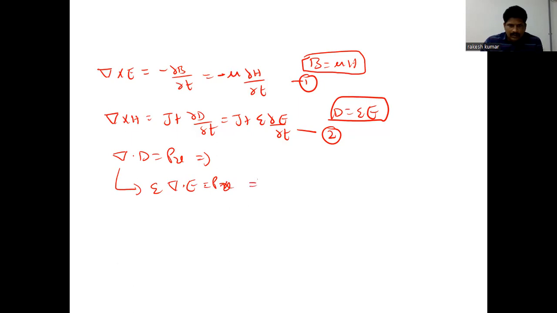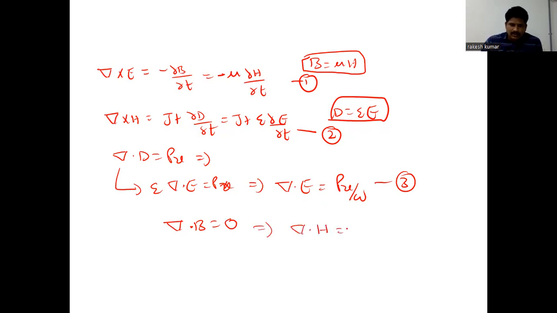This can be written as del dot E is equal to rho v by epsilon. This is considered as equation 3. Let us come to the fourth equation. Divergence of magnetic field is 0, or we know that B is equal to mu H. The same thing can be written as del dot H is equal to 0. So these are four standard Maxwell's equations.